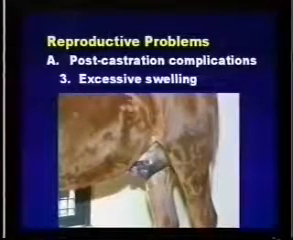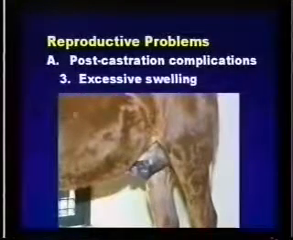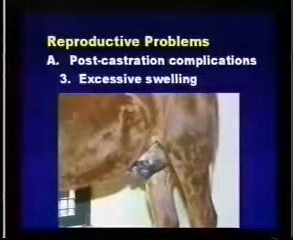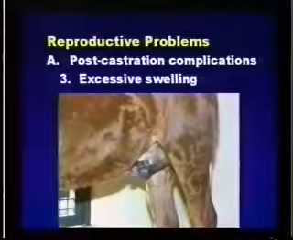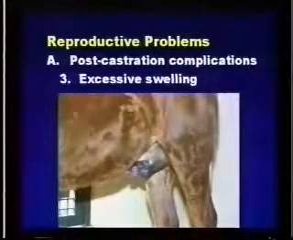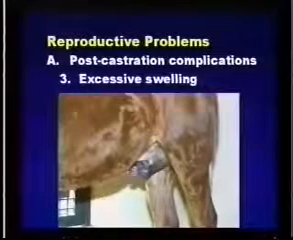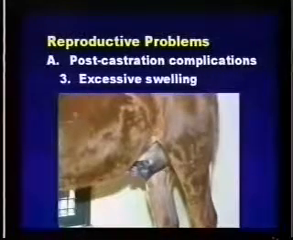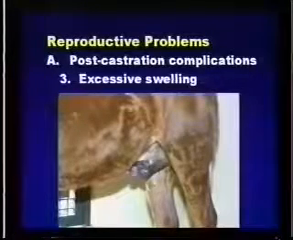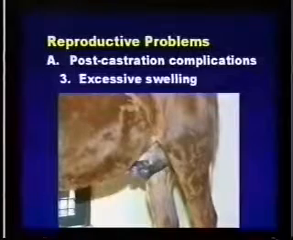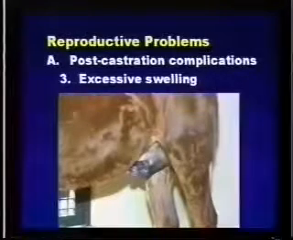Excessive swelling of the scrotum and the sheath area is probably the most common post-castration complication, and it usually results in many phone calls from the client. They're usually very concerned about the animal. Occasionally these animals will spike a fever, and they may become reluctant to move around and reluctant to eat. And certainly in those cases, I think that they do need some attention.